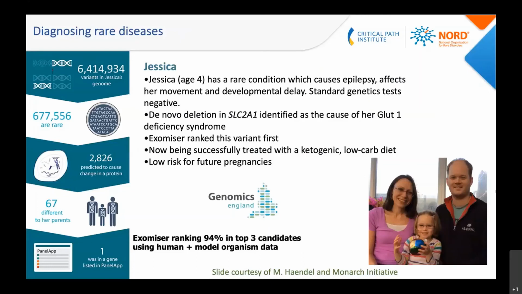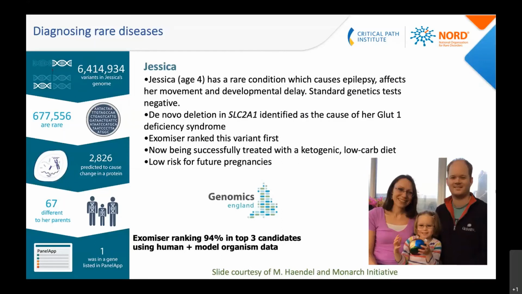Jessica is a 4-year-old girl from England who has a rare condition that causes epilepsy. It affects her movement and it causes developmental delay. But unfortunately, standard genetic tests were negative, so her family had no idea what was causing the problems with her. Fortunately, through the Genomics England program, both Jessica and her parents were able to gather full genome sequences for them. And then those sequences were analyzed using tools from the Monarch Initiative, such as ExoMiser.